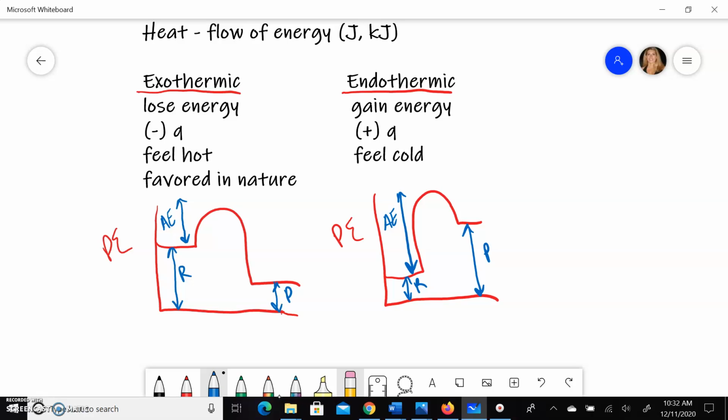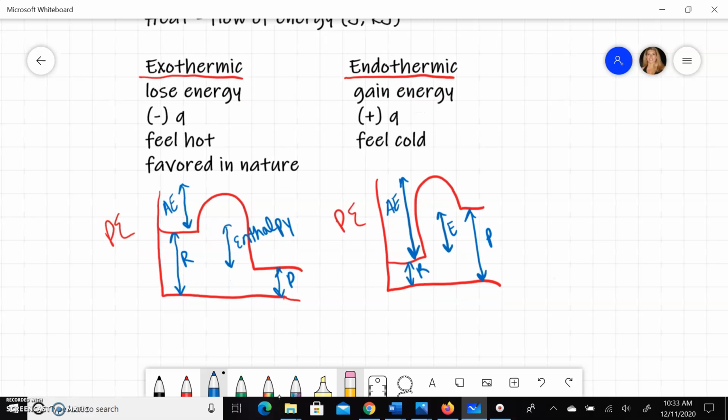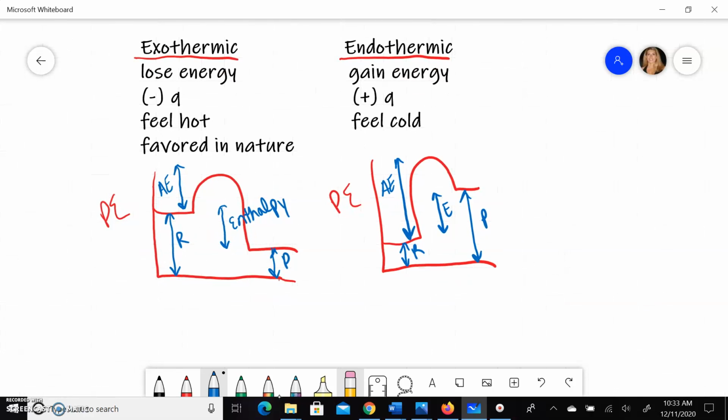And the last major thing you need to know about this is the difference between where you started and where you stopped, and that is called enthalpy. That's the heat of the reaction. It's the difference between the reactants and the products. And one other thing is you should be familiar with how a catalyst affects this. So if you add a catalyst, it lowers the activation energy.